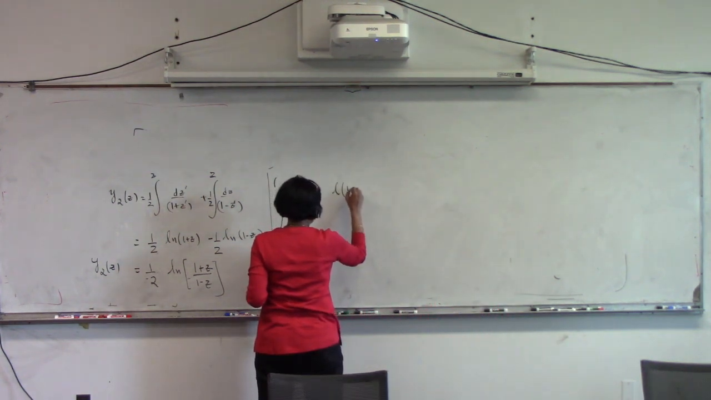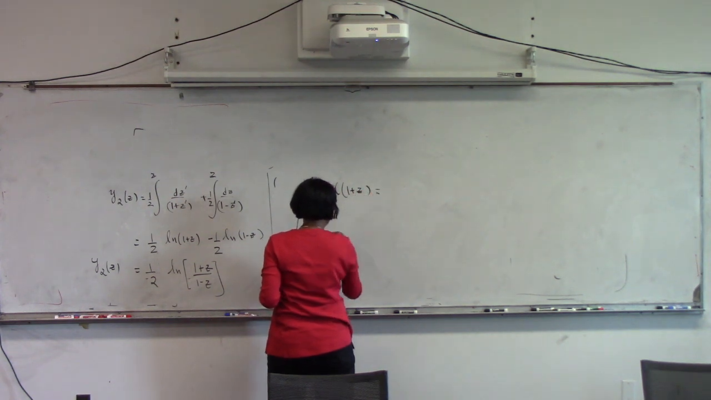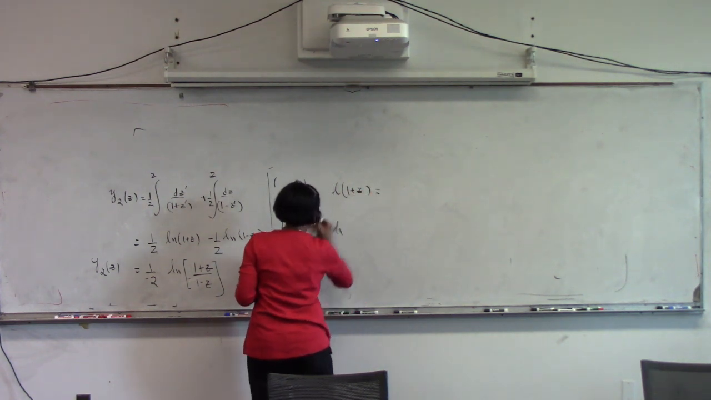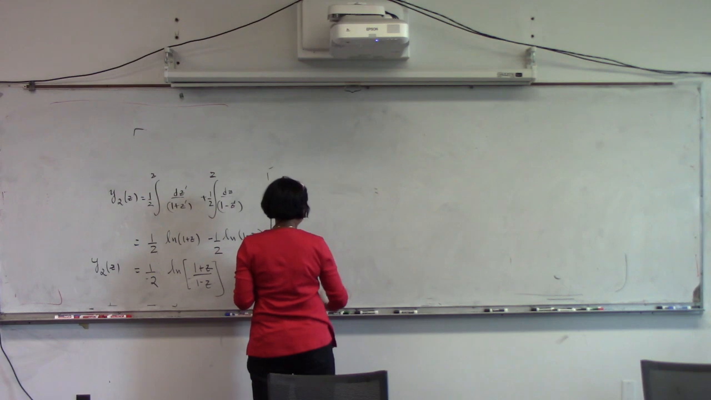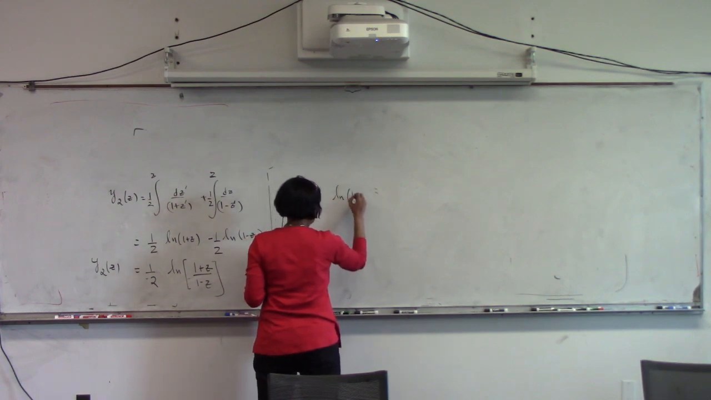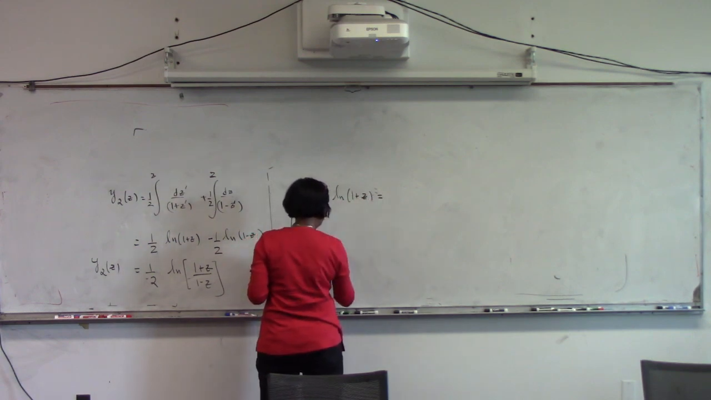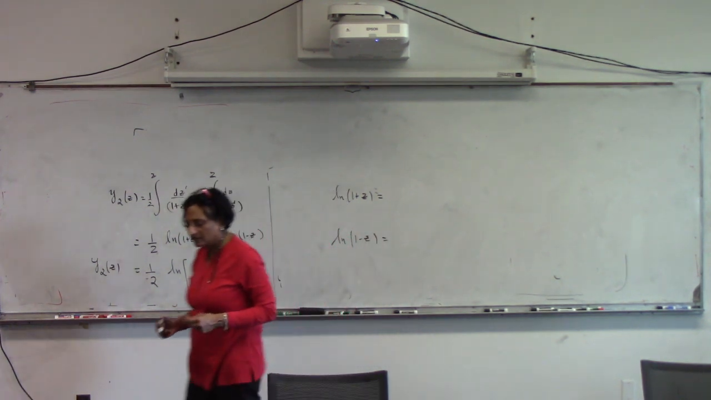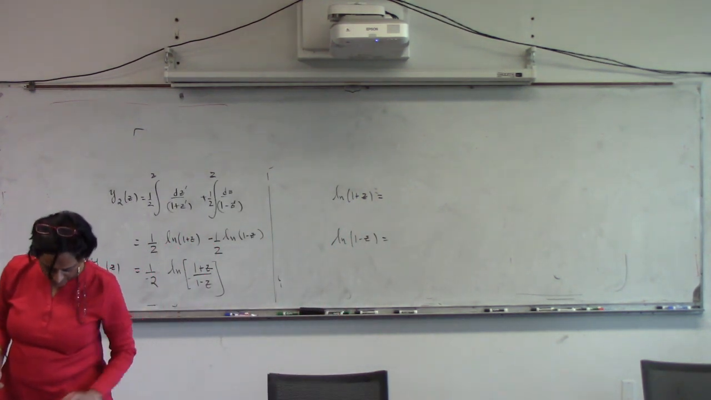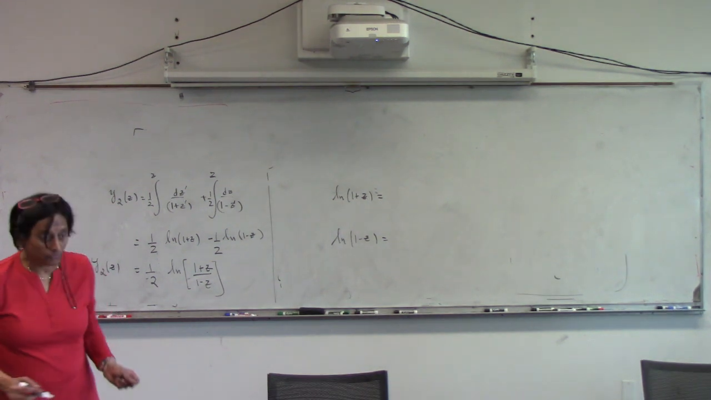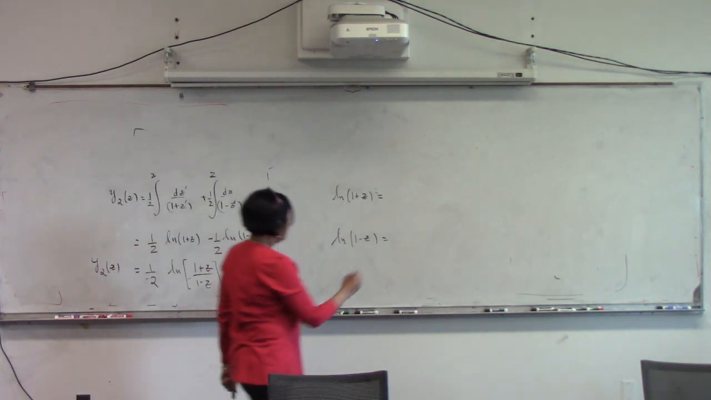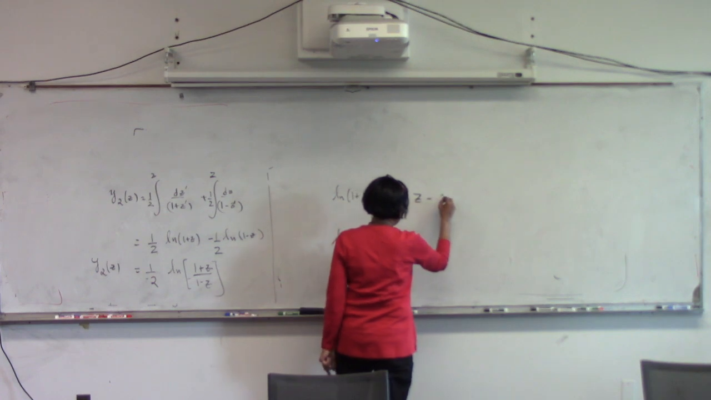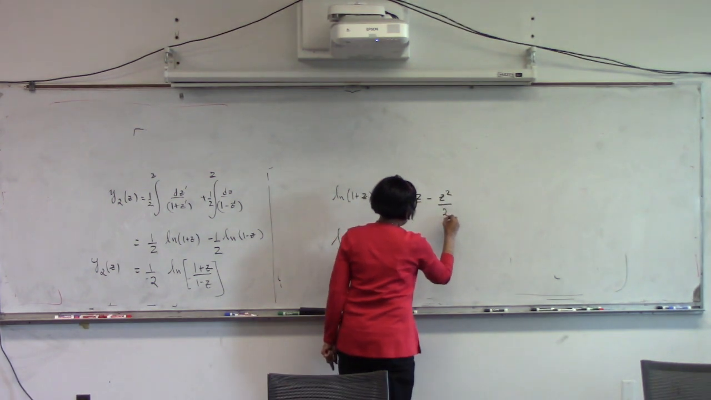Okay, what is the natural log of 1 plus z expansion? Natural log of 1 minus z, what's the expansion? There are certain functions we can write as an infinite series, and they'll all become useful for us, okay? So this is nothing but z minus z squared over 2.